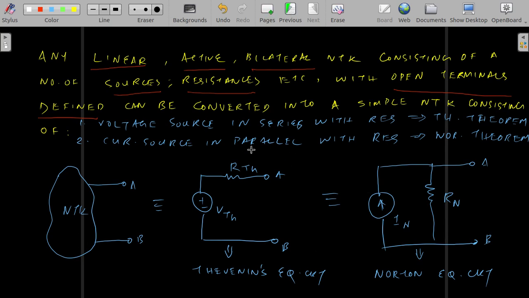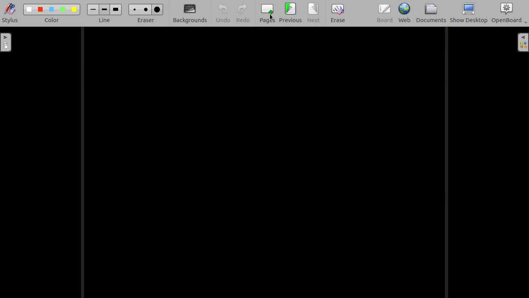So now let's see how we can identify this. This is just the theory, the theorem just states that it is possible to represent any network having certain properties in such and such form. So our problem is how do we do that? Again, we have our network and we have our terminals A and B defined.